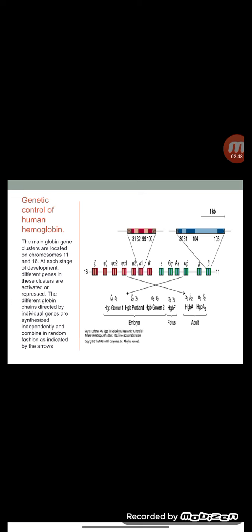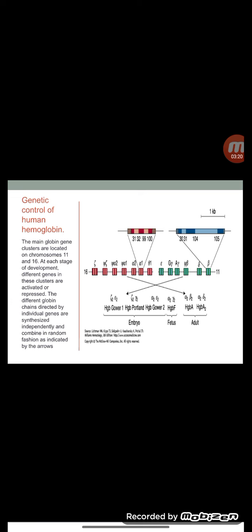The main globin gene clusters are located on chromosome 11 and 16, and at each stage of development different genes in these clusters are activated or repressed. The different globin chains directed by individual genes are synthesized independently and combined in random fashion, as indicated by the arrows. You can see in the diagram how different globin genes combine to give the hemoglobin molecules at different stages of embryonic, fetal and adult development.